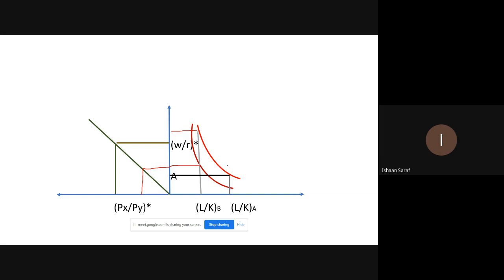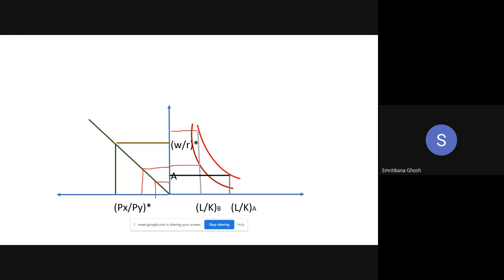It may be possible that W by R star is within the range of country A. Then country A will go for incomplete specialization. Country B has to go for complete specialization for Y. So this is another option. But it is also true that it doesn't mean that if you have an overlapping zone, all problems are solved. No, you have an overlapping zone, but W by R star is here. That is also possible.